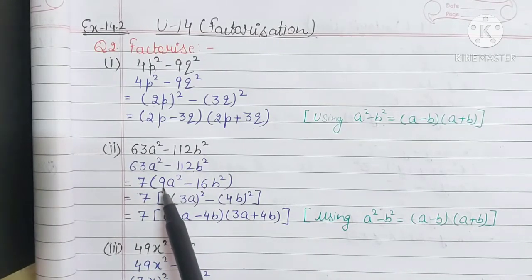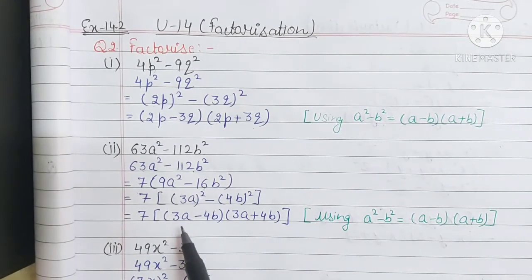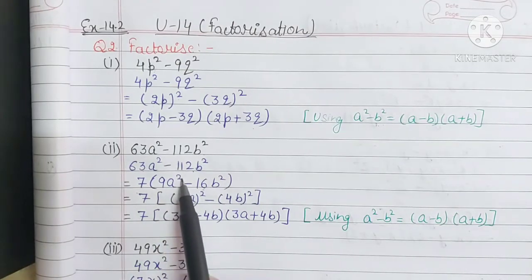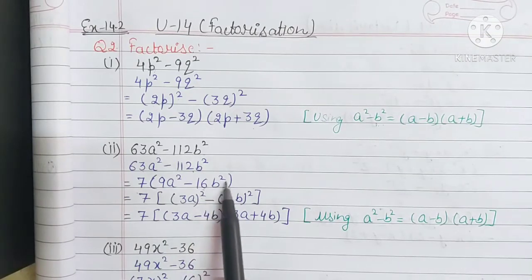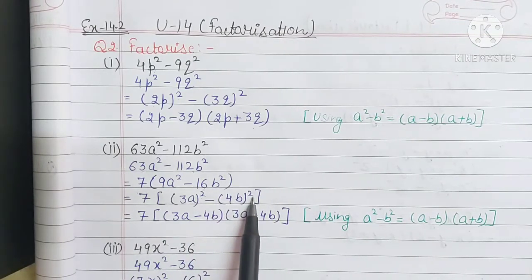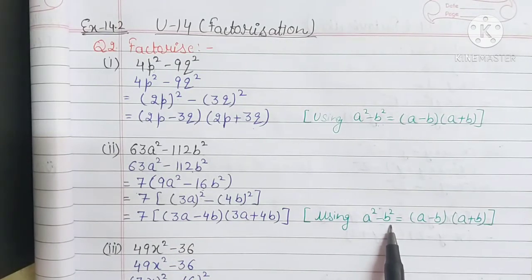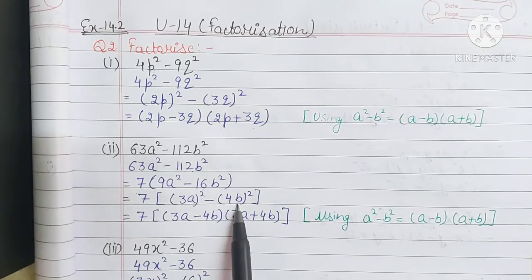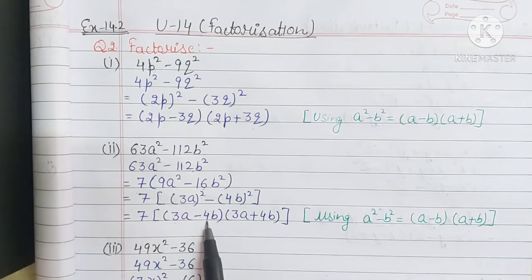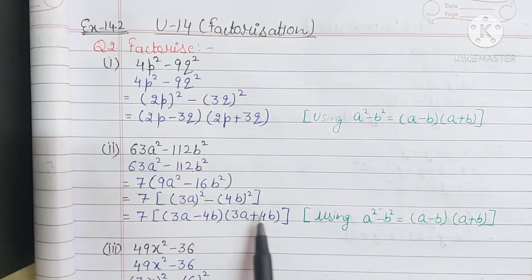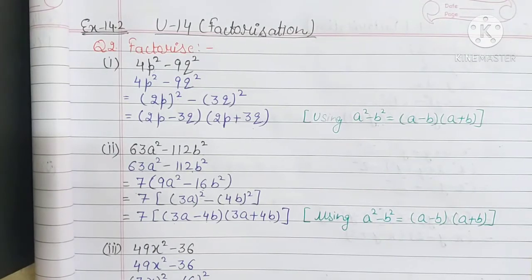Okay, now we can see 9 is a perfect square number, 16 is a perfect square number, so I'll write it in perfect square form. How? 9a square, I can write it (3a) whole square. Similarly 16b square, I can write it (4b) whole square. Now I can apply here the identity a square minus b square. So first term square minus second term square will be first term, that is 3a, minus second term, that is 4b, and then first term plus second term, that is 3a plus 4b. So this will be the answer.